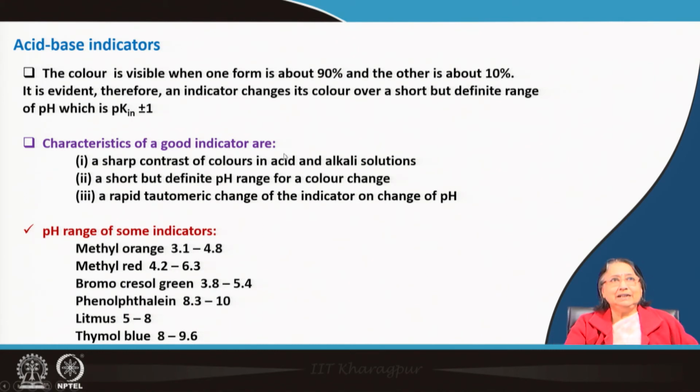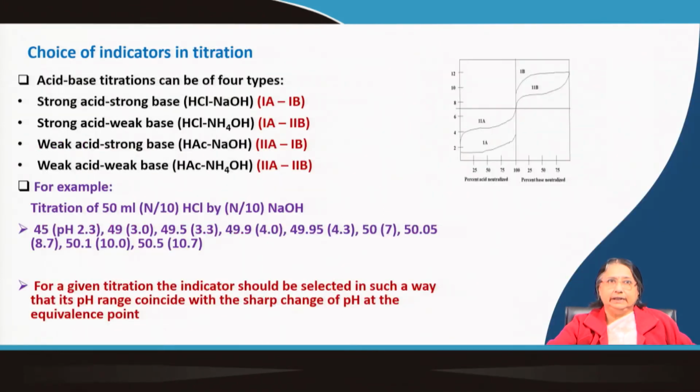Okay. That is why it is told that a good indicator needs contrast of color, a short but definite pH range for a color change, and a rapid tautomeric change of the indicator on change of pH. Means one form to another form should be very fast. Otherwise, if it takes time, the equilibrium should be reached very fast. So, that is another characteristic for the indicator.